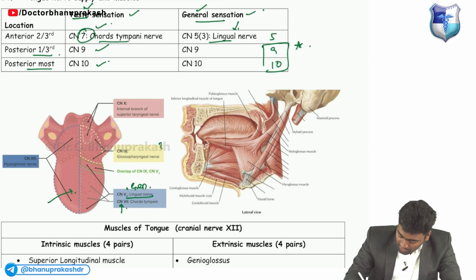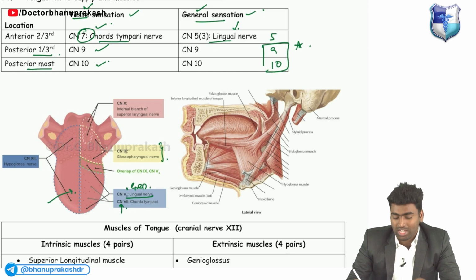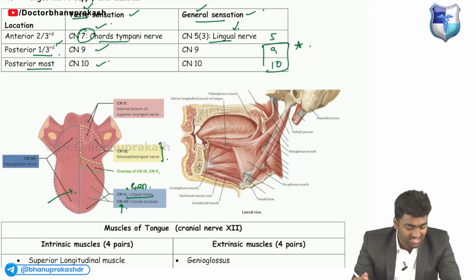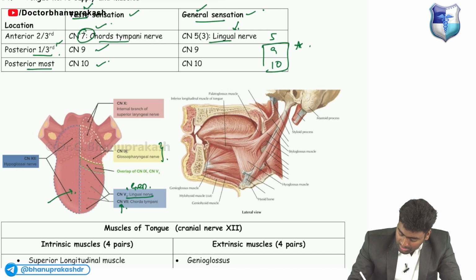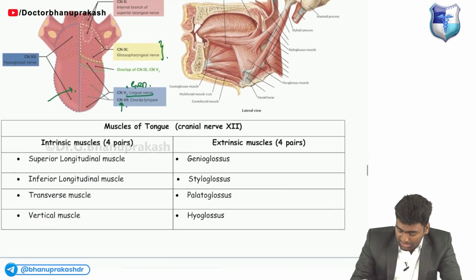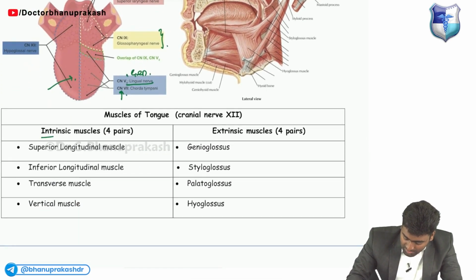Then the glossopharyngeal nerve supplies the posterior 1/3 for both taste sensation and general sensation. The posterior-most part is supplied by the 10th cranial nerve, fine. About the muscles, if you can, remember the intrinsic muscles, which include 4 pairs: superior longitudinal, inferior longitudinal, transverse, and vertical muscles.